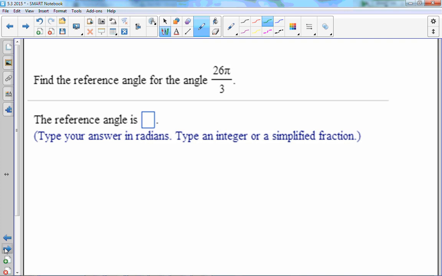It's a long lesson. All right, this one should be pretty easy. It's over 3. Pi over 3. That's it.